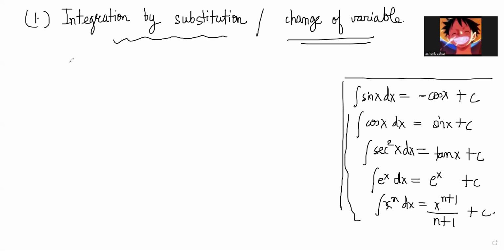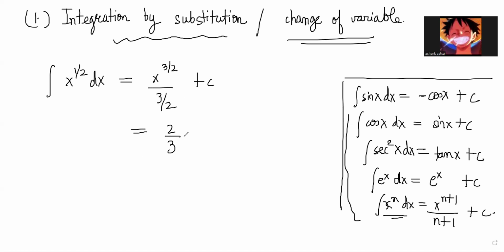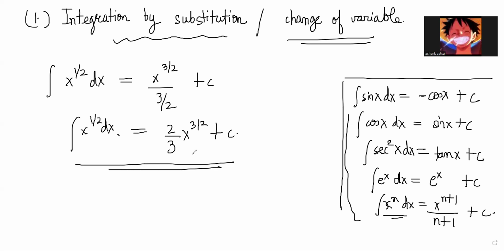Okay. So for example, suppose you have x power half, right? By the formula of x power n, you get x power 3 by 2 by 3 by 2 plus c, right? So it becomes 2 by 3 x power 3 by 2 plus c, correct? And how do you check whether your answer is correct or not? You can always check by differentiating this and seeing whether it is matching this or not.